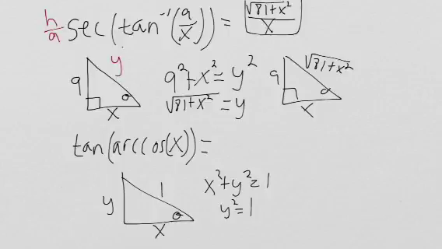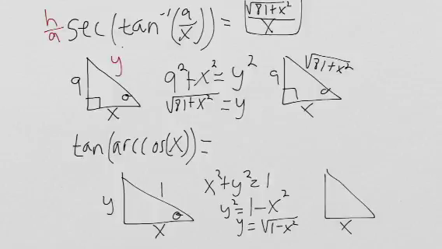Y squared equals 1 minus x squared. And then y equals square root 1 minus x squared. Now we can replace that in our triangle. We get x, we get square root 1 minus x squared, and we get 1. So then now we're trying to do tangent, and tangent represents the opposite over the adjacent, opposite over adjacent. So our final answer is square root 1 minus x squared all over x. Final answer.